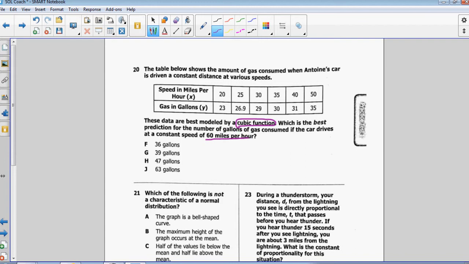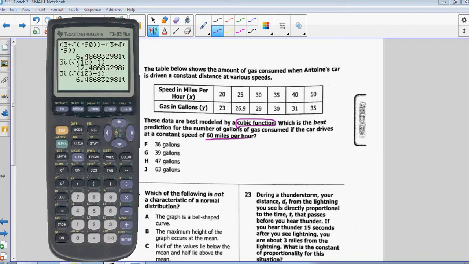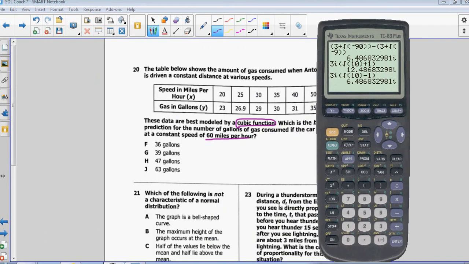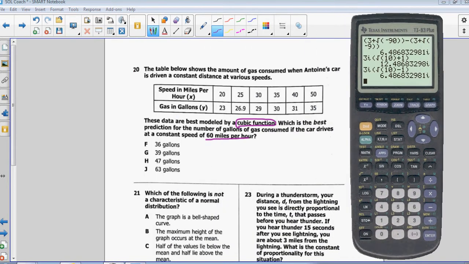So the first thing we're going to do is put this data in your calculator. So turn your calculator on, and remember it's stat edit. And in list 1 goes your speed. So 20, 25, 30, 35, 40, and 50.